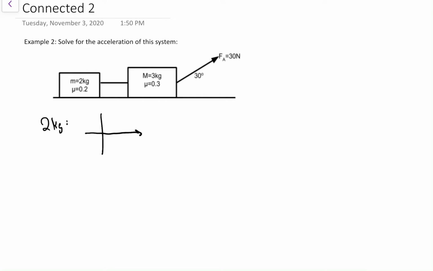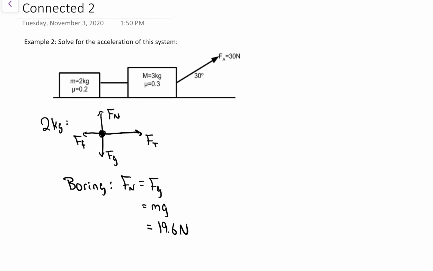Free body diagram on that. Normal force upward, gravity downward, friction backward, and the string, so I'm going to call it tension, is pulling it forward. I would call this a boring case. Nothing's happening in the vertical, so the normal is equal to gravity, which is mg, which for 2 kilograms works out to be 19.6.